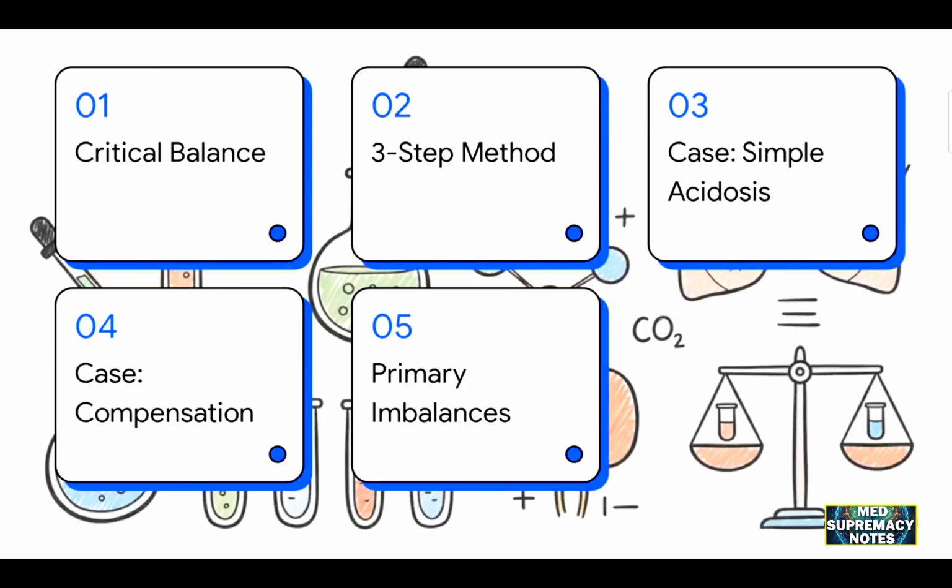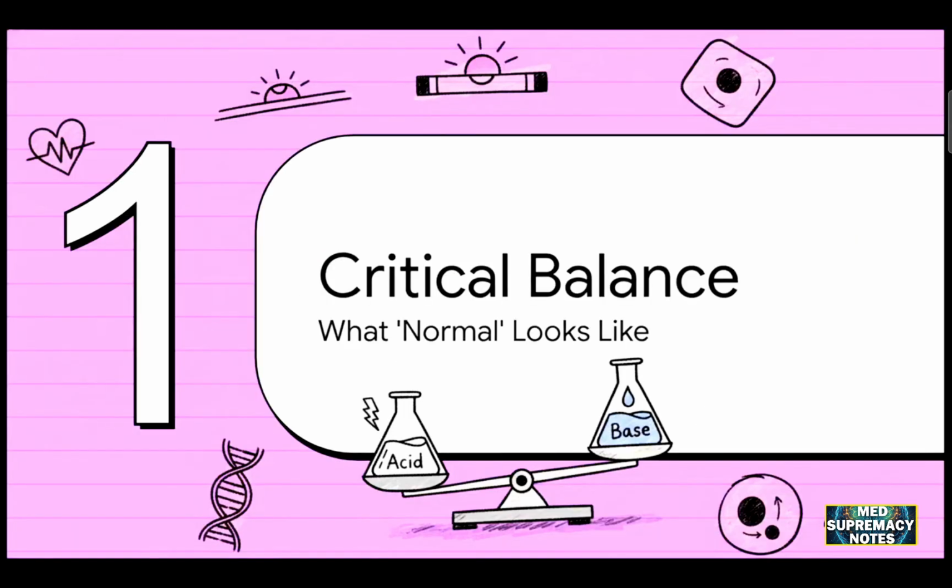So here's our game plan. First, we'll cover the basics of the body's delicate balance. Then, I'll hand you a simple three-step method you can use for any puzzle. We'll put it to the test with 2 case studies. And finally, we'll do a quick review of the 4 main bad guys you'll run into. Okay, let's dive into section 1.